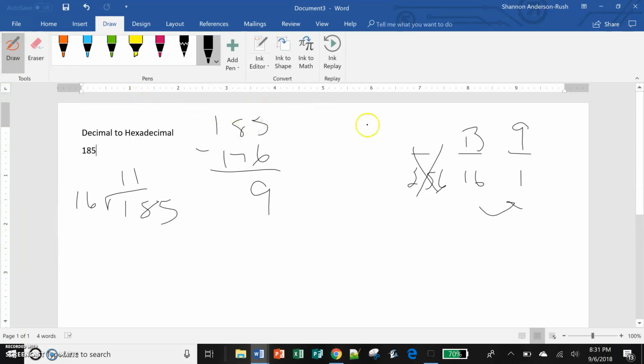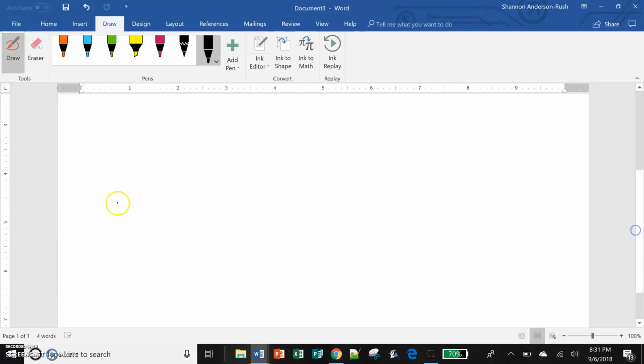We'll do 4011 base 10. Let me make myself some space here. Okay, so again, I'm going to set up my lines. I've got a ones position. I know I'm going to have a 16th position. So I've got 16 to the power of 0 is 1. 16 to the power of 1 is 16. I think I'm going to have to keep going.